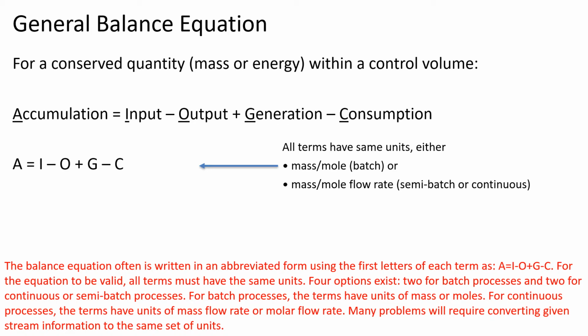Four options exist: 2 for batch processes and 2 for continuous or semi-batch processes. For batch processes, the terms have units of mass or moles. For continuous processes, the terms have units of mass flow rate or molar flow rate. Many problems will require converting given stream information to the same set of units.